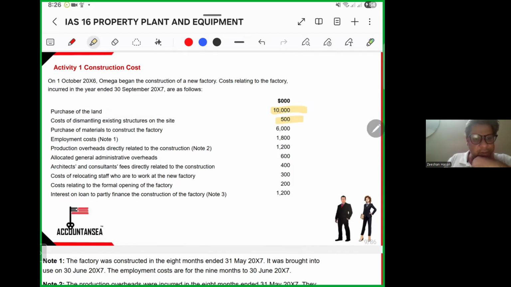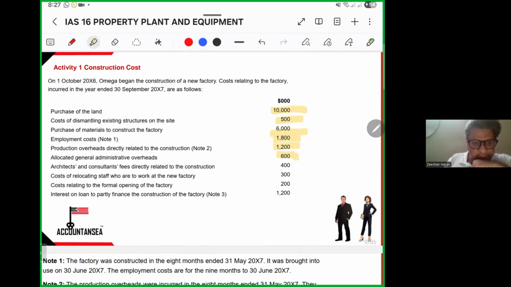Purchase of materials to construct the factory, 6,000. Employment cost, 1,800. Production overheads directly related to the construction, we have to look at note 2, 1,200. Allocated general admin overhead, 600.